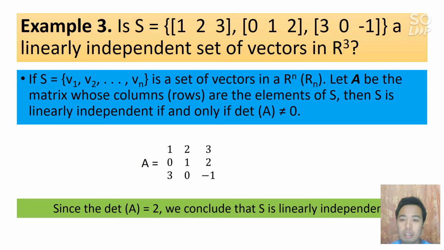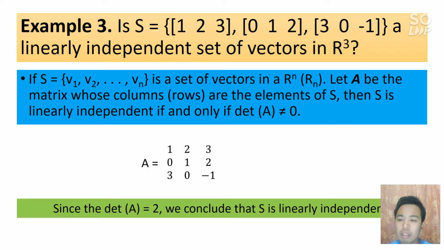Example number 3: S is equal to the set of vectors having the following elements. The first vector is composed of 1, 2, 3. The second vector is 0, 1, 2. The third vector is 3, 0, negative 1. Is S a linearly independent set of vectors in R3?